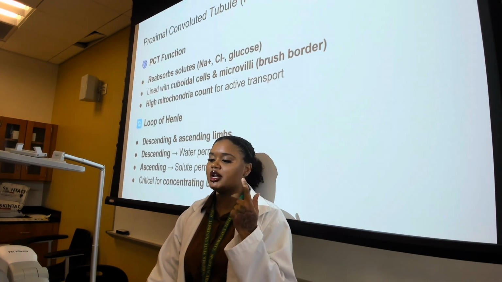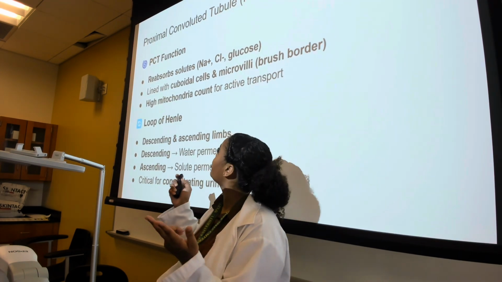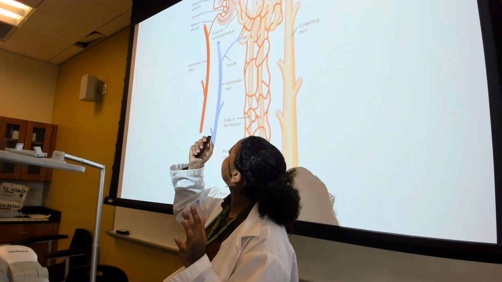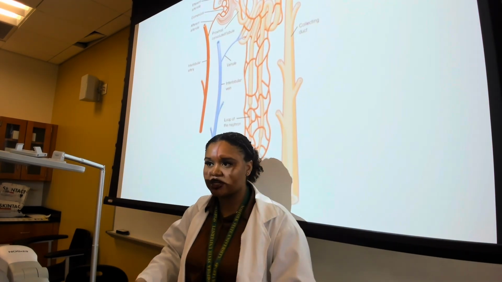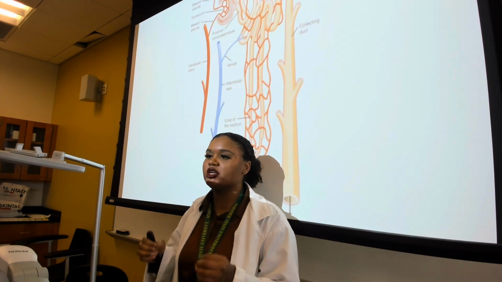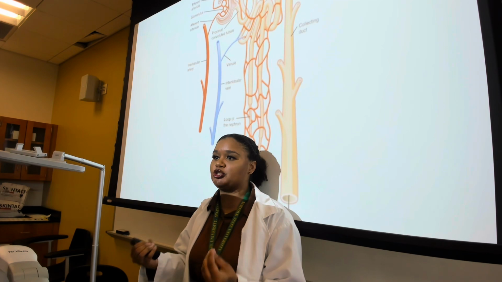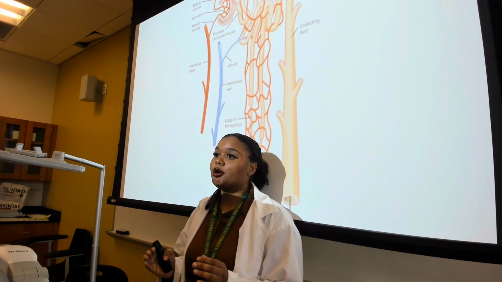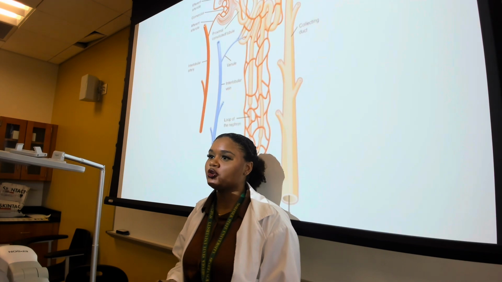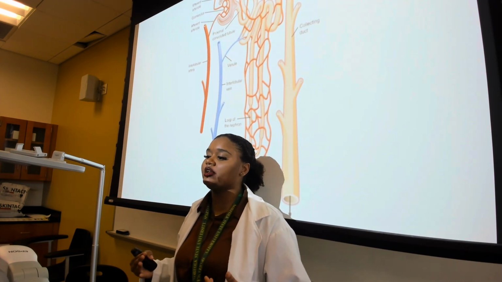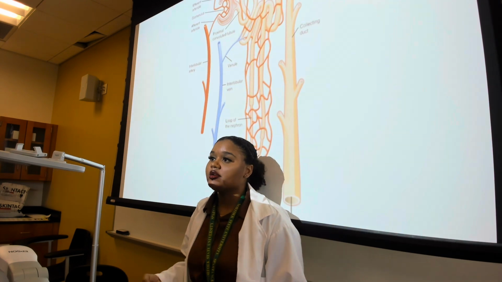For the loop of Henle, you've got a descending and ascending limb. So let me go back, I know I keep going back and forth, but I just want to show a visual. Your descending limb goes down, and your ascending goes up. Your descending limb is right after the proximal convoluted tubule, okay? And it is water permeable and solute impermeable. So what I mean by that is water permeable, as in water can enter and exit freely.